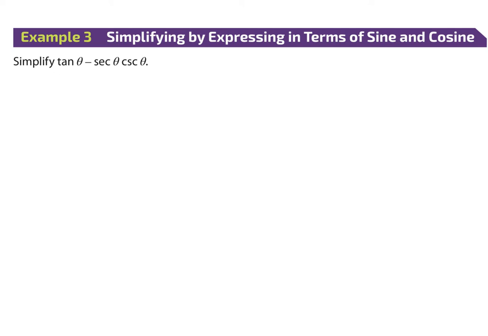This method is what most people go to automatically because everything can be written as a sine or a cosine. So I'm going to take each piece of this. Tangent, I would rewrite as sine over cosine. Tangent is sine over cosine. Secant is the reciprocal of which one? Cosine. Cosecant is the reciprocal of sine.